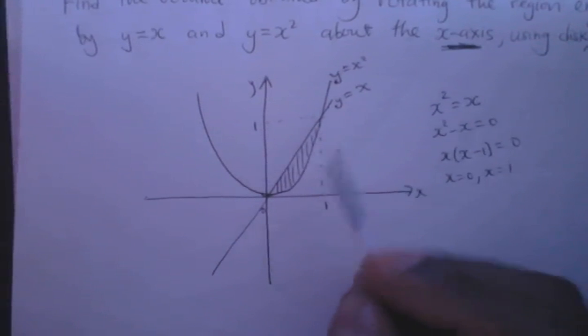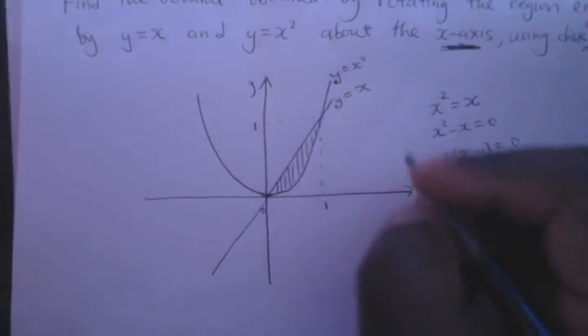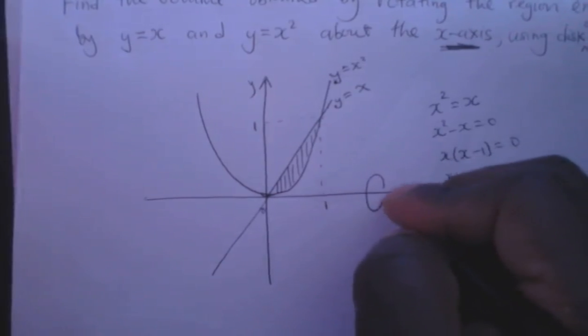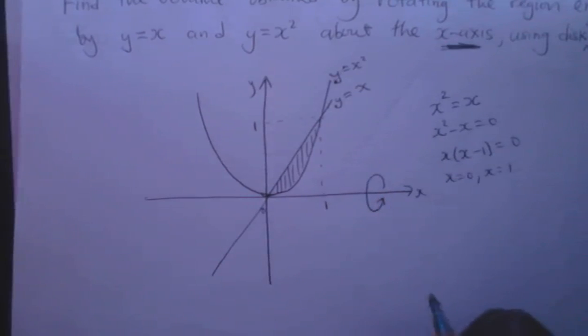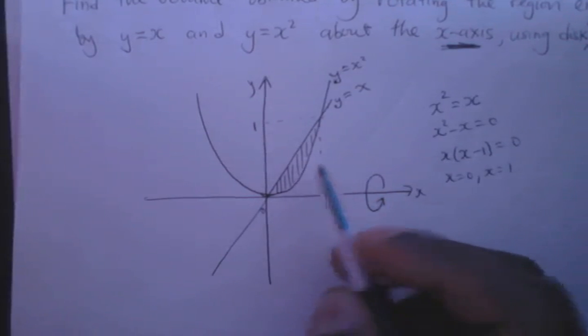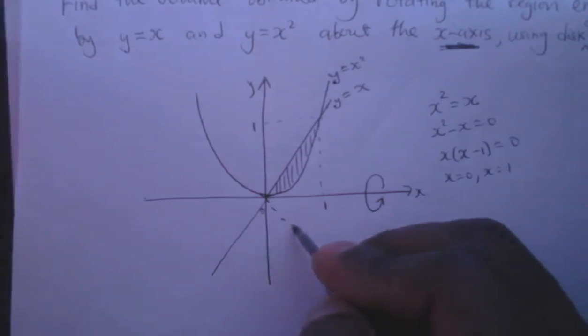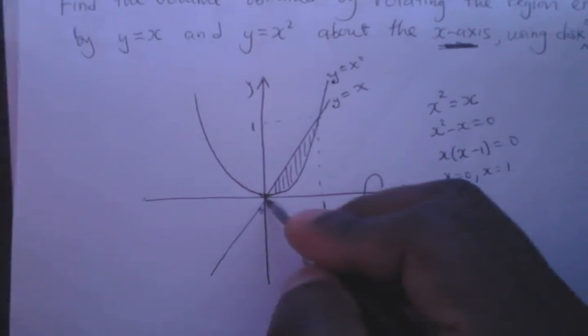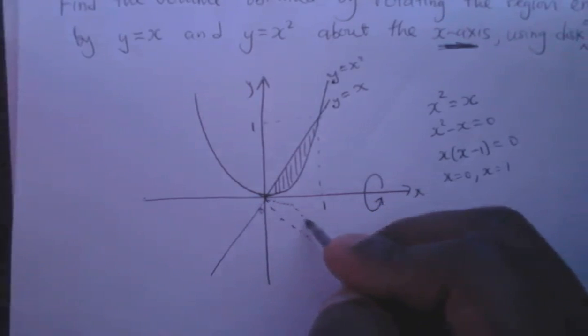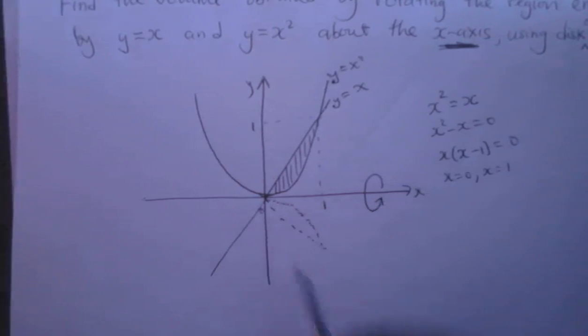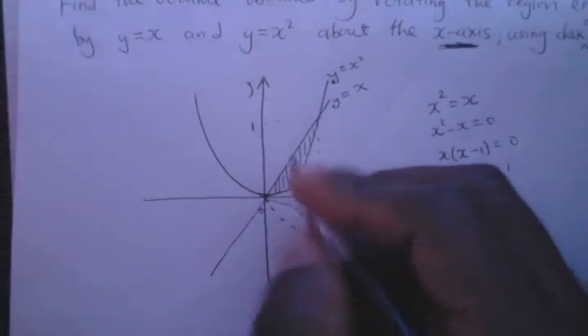The next thing is to indicate the axis of rotation. This says about the x-axis. So you indicate your axis of rotation, and then draw a rotated piece that shows that it has rotated. So we're going to have something like this. So use dotted lines. There we go. So there's a rotated piece. It's about the x-axis. So you draw this rotated piece.